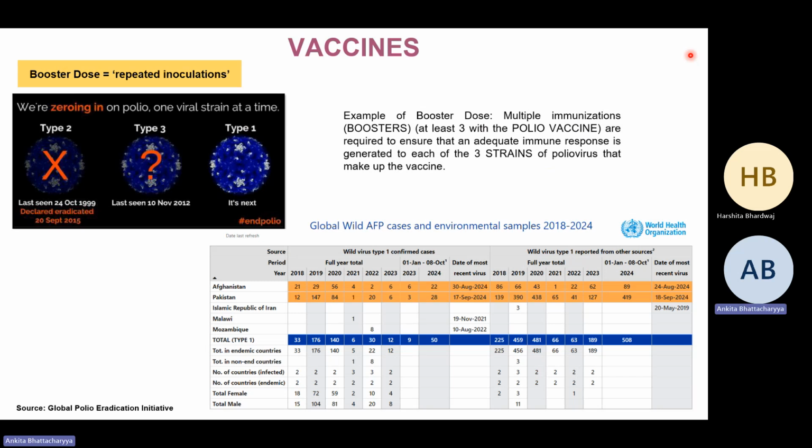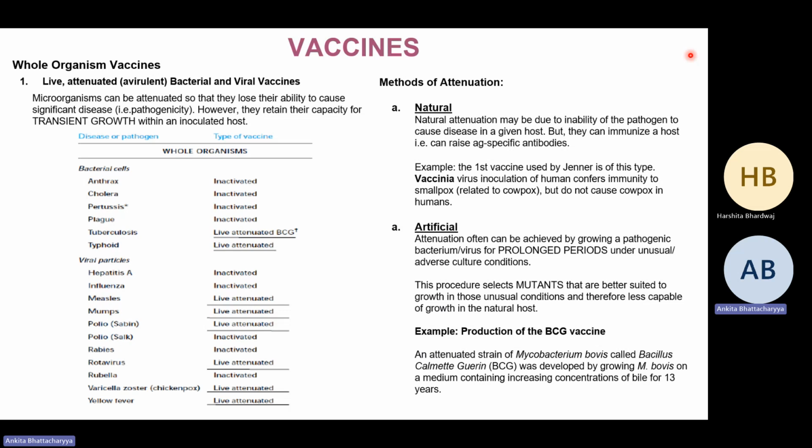Then we have the concept under vaccines of booster doses, which are basically repeated inoculations with the same pathogen, and how that cumulatively leads to a much stronger immune response, and how it is relevant in the context of polio. What I meant was that an immune response needs to be elicited for all three subtypes, which is usually difficult because of the nature of the pathogen, because viruses can undergo mutation and therefore they're difficult to tackle.